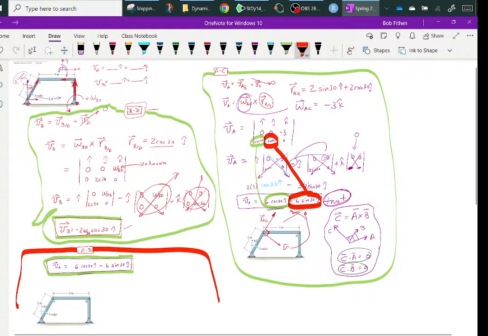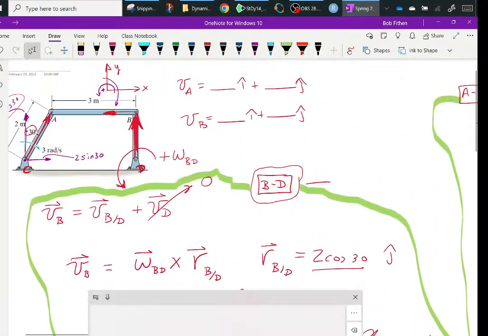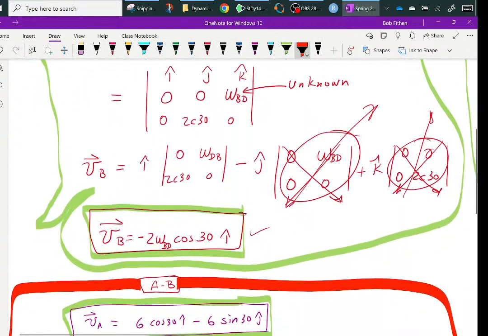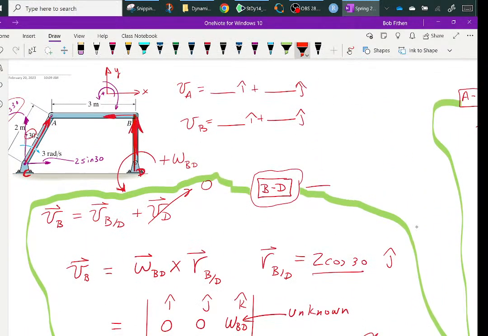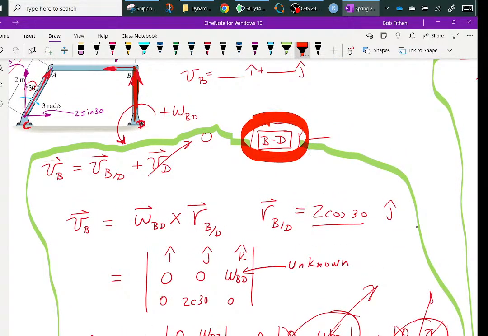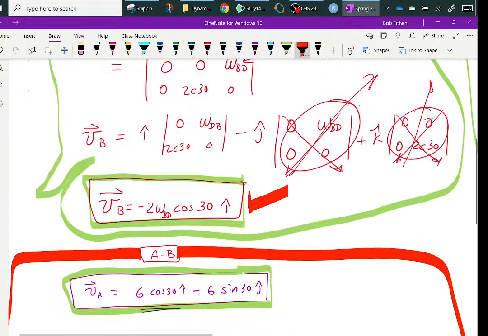The sequence you do it in is up to you. Sometimes you can see that you'd have an advantage of doing one over the other. I paused for a minute and recognized that I knew that this velocity was going to go either to the left or right. But I started thinking I would just as soon have the equation related to the rotation of this link here. And if I can do that, then I've got everything. And so that's why I stopped and did this BD before I decided to do AB.